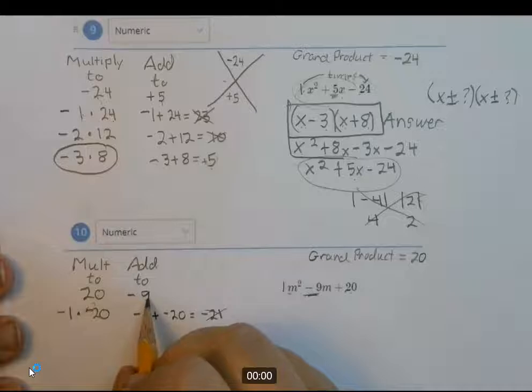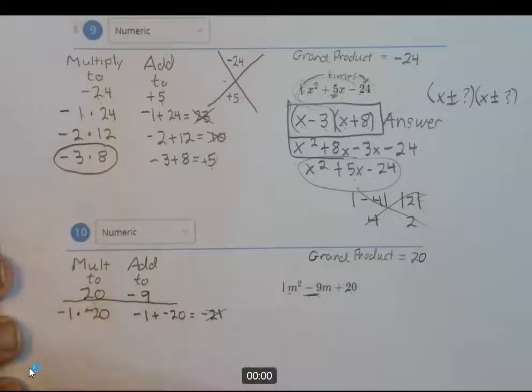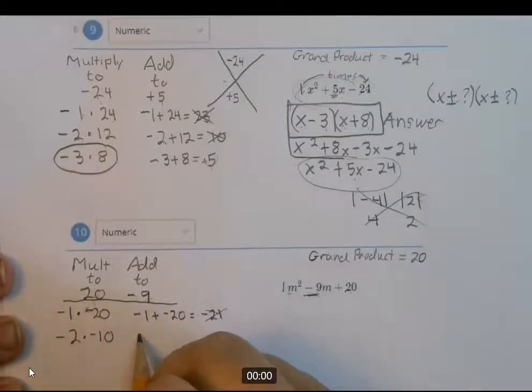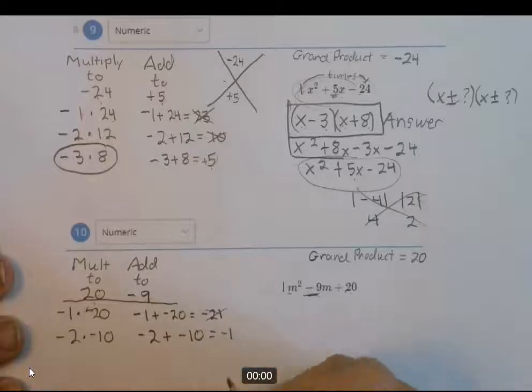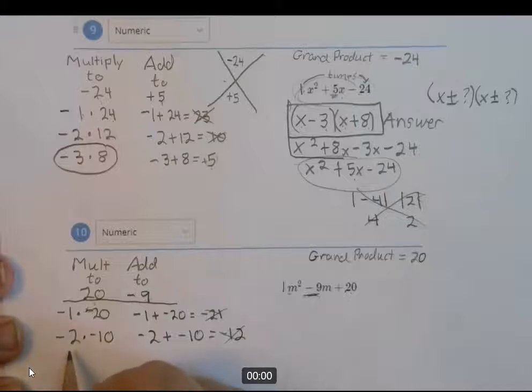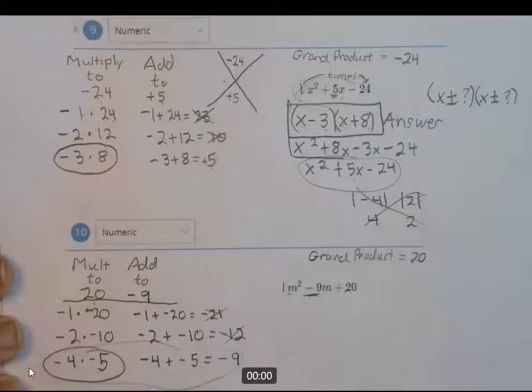That doesn't equal -9, which is what we're shooting for. So how about -2 times -10? That multiplies to positive 20. Negative 2 plus negative 10 equals negative 12. That does not equal negative 9. 3 doesn't go into 20, so let's go to 4. Negative 4 times negative 5 gives me positive 20. Negative 4 plus negative 5 adds up to negative 9. So this is the one we want, and these are the two numbers that we want.